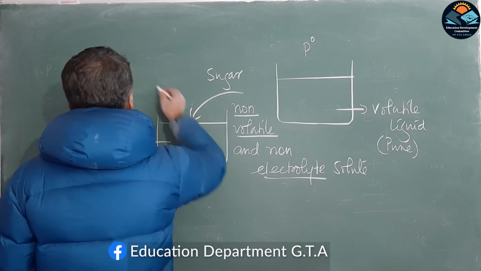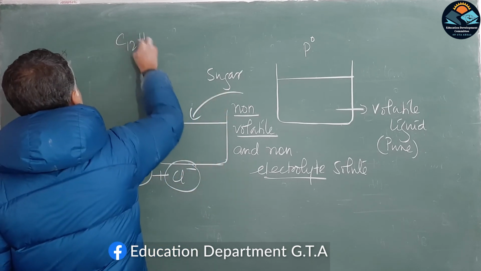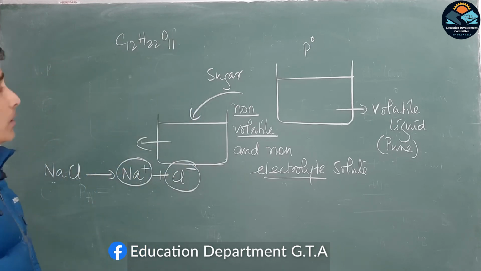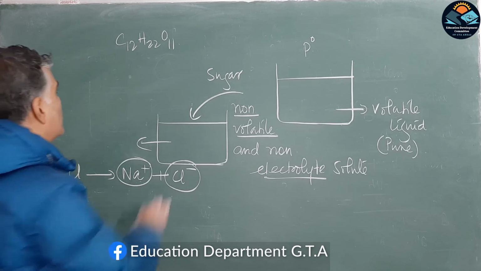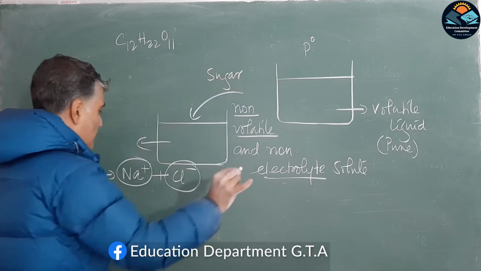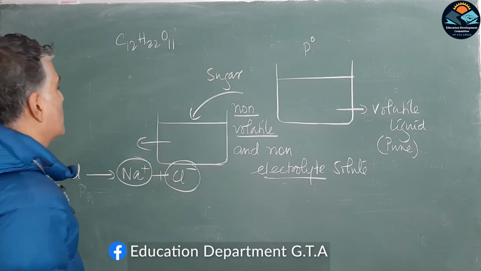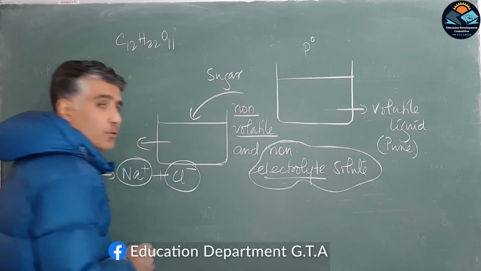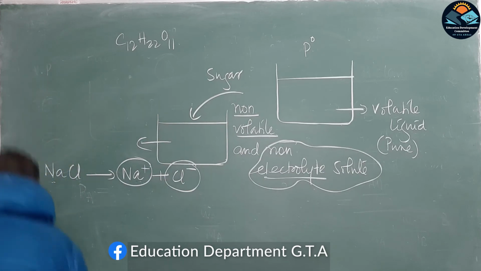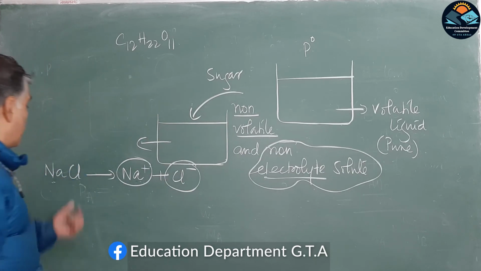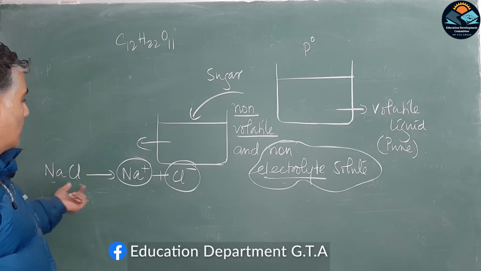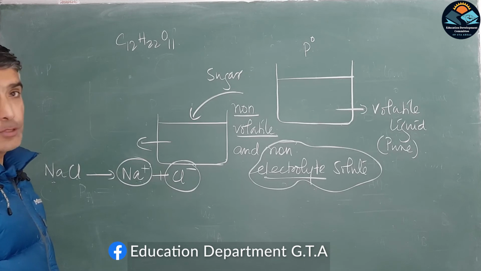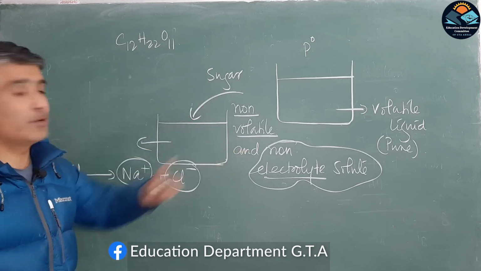Like sugar, the molecular formula of sugar is C12H22O11. It's a covalent molecule, so it doesn't have ions. When it dissolves in water, it will not split or break to form ions. So that's the meaning of non-electrolyte: something which does not break to form ions. So that's what I've done here. I've added a non-volatile solute, and a non-electrolyte also. It doesn't form its vapor and doesn't even break.